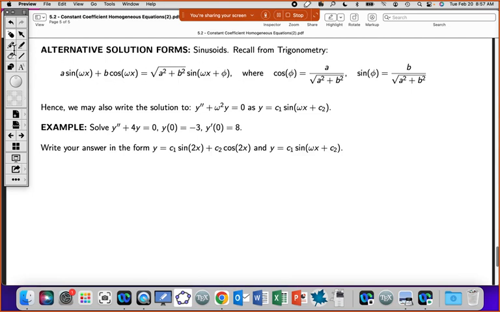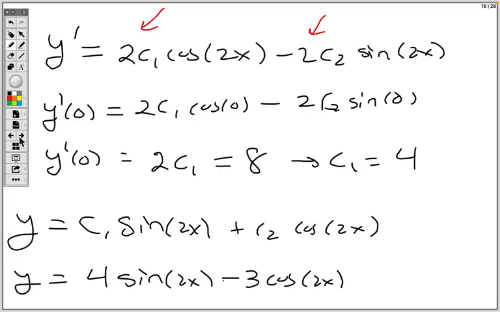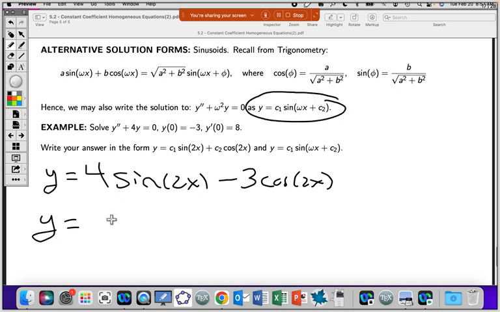All right, so suppose you solve it that way. And they say, okay, well, that's great, but I really wanted it to look like this. I really wanted it to look like a sine of omega x plus phi. So we can take this and convert it to this using these formulas here.